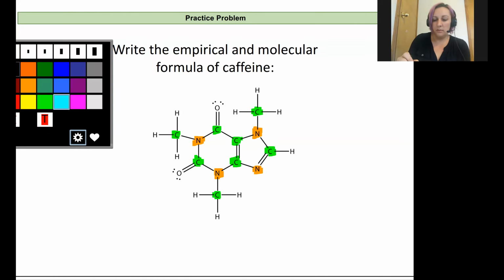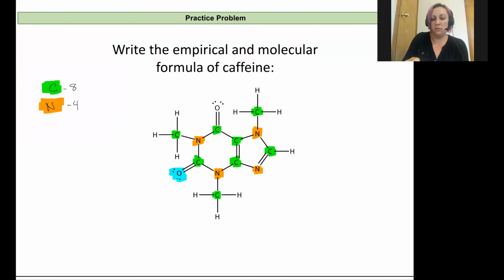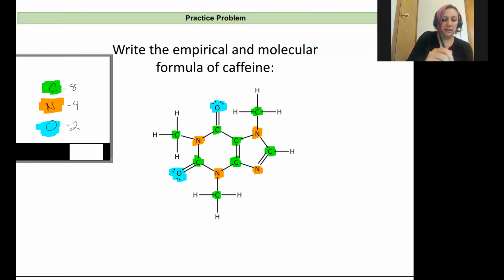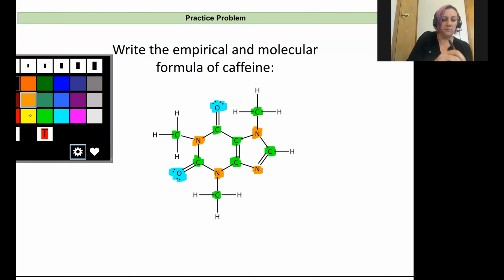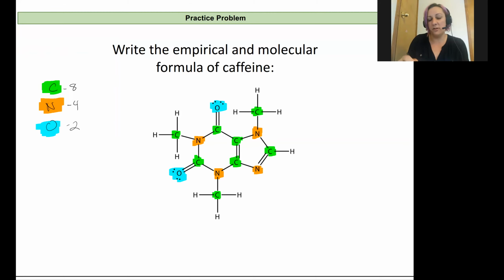All right, let's do oxygen. 1, 2. That's it. I've got 2 oxygen atoms. And last but not least, let's do our hydrogens. There always seems to be the most hydrogens. 1, 2, 3, 4, 5, 6, 7, 8, 9, 10. I think that's it.